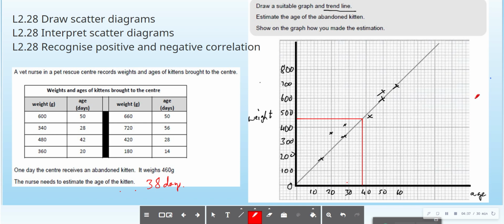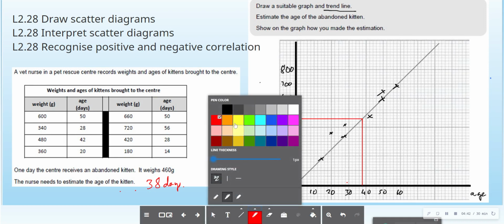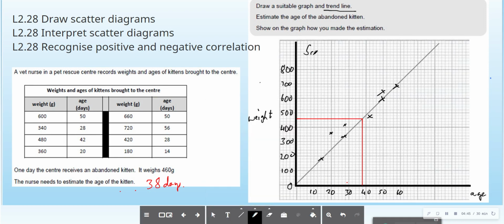One last thing to remember, when we are drawing our chart, we've got our labels, everything looks good, we just need to make sure we write our title at the top. So this would be scatter graph showing weight versus age of kittens. Okay.